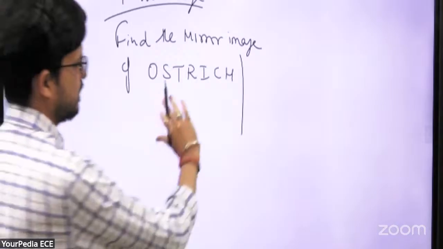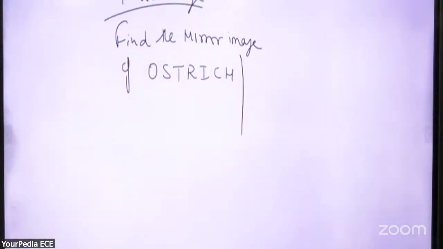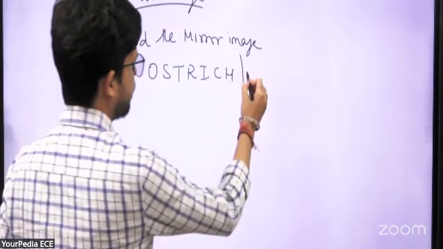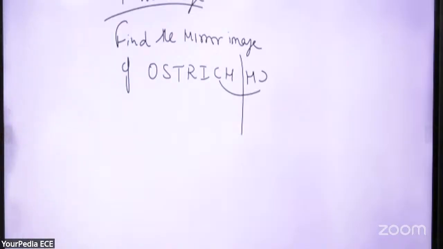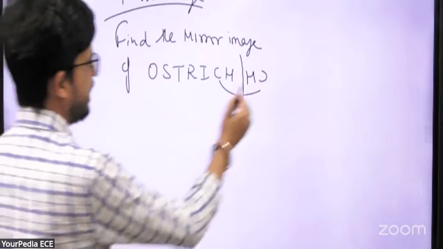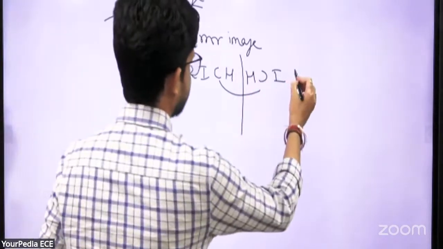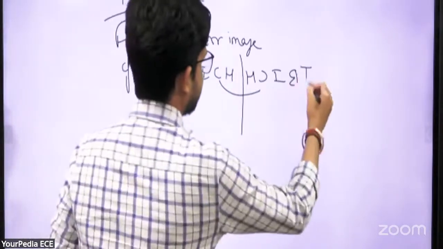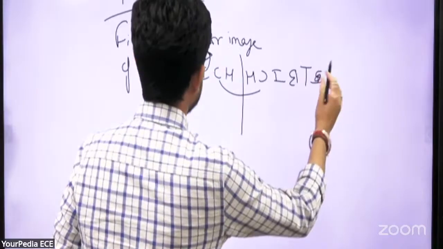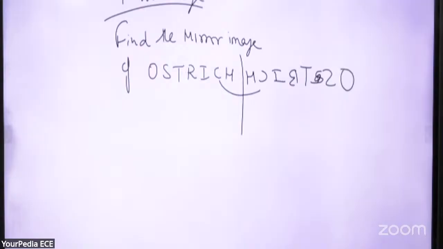What happens in a mirror image? Just slide this that way, okay? So you get the mirror image. Here in front you get that H. Here you get that C. Like that. Then you get the I. Then you get the R. Then you get the T. Then you get the S. Basically S you get this type, and O is basically this. So this will be your answer.